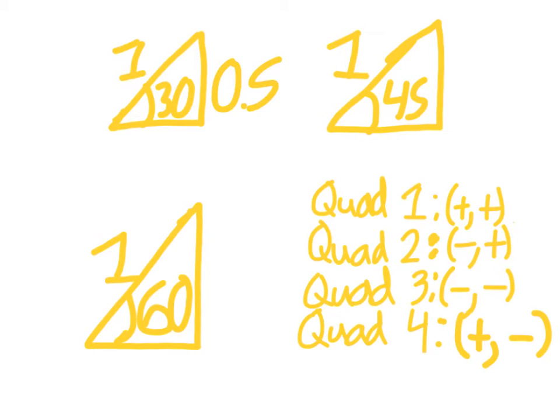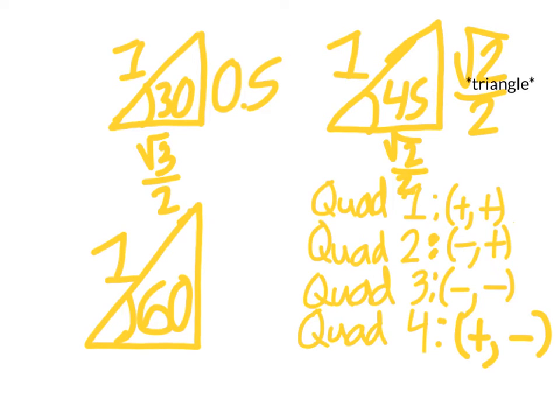And the same thing with cosine, which would get us square root 3 over 2. We know that for a 45-45-90 degree triangle, these two sides are the same. So if we can find one side, we'll know the other. And then we know that sine of 45 degrees equals square root 2 over 2. So both of these are square root 2 over 2.